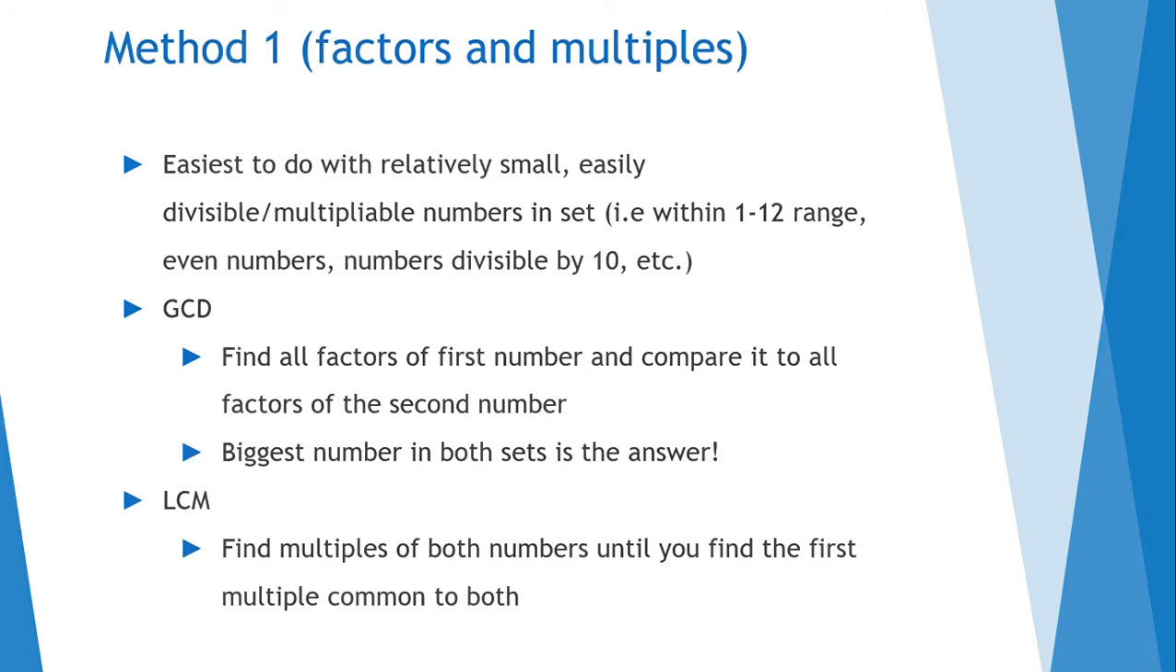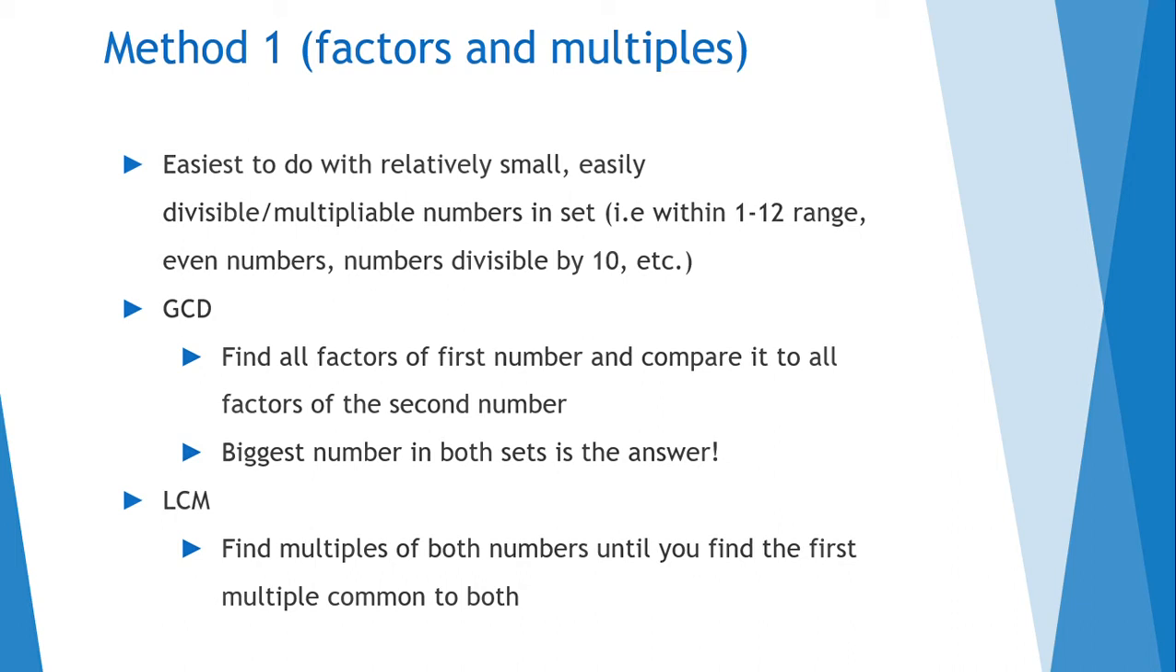But how do we calculate GCD and LCM? Well, the first method that we can use is called factors and multiples, and it's the best method to use when the numbers seem relatively simple, as in those numbers are easily divisible by numbers you know, or easily multipliable, like in the 1 to 12 range, since those are your timetables. For GCD, you'll want to compare all the factors of the first number and then compare it to all the factors of the second number, and the biggest number in both sets will be your answer. For LCM, you'll want to find multiples of both numbers until you find the first number that's common to both.